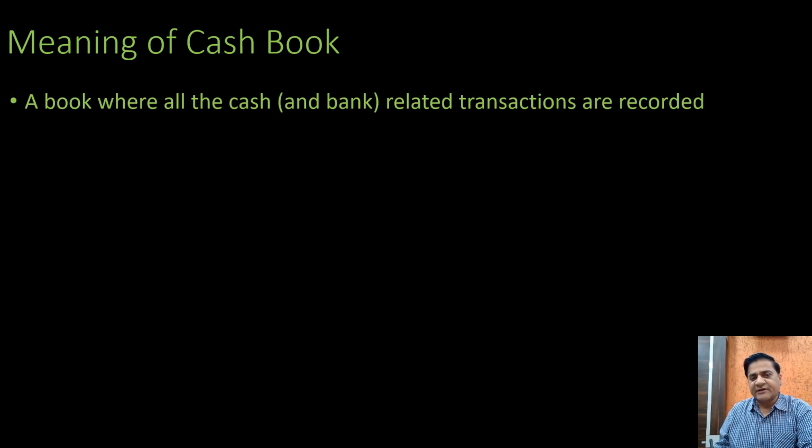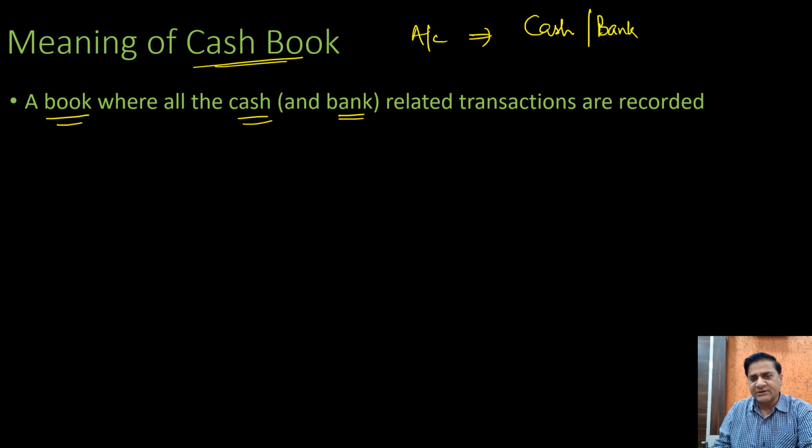Talking about the basics of a cash book, or the meaning of a cash book, we need to understand that it is a book, or a place, where all the cash and bank related transactions are recorded. Which means if we are talking about the cash book, we are talking about an account which is related only and only to cash or the bank. In some cases, we'll also see that discount entries are also recorded here. As we proceed with this lecture, we'll see how these three things form a part of the cash book.